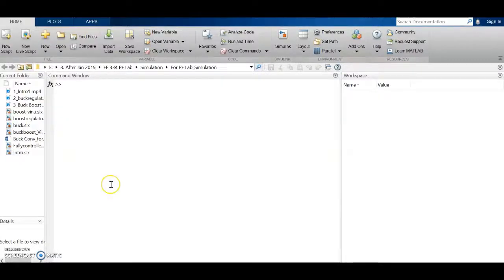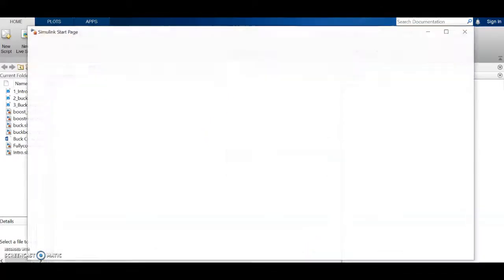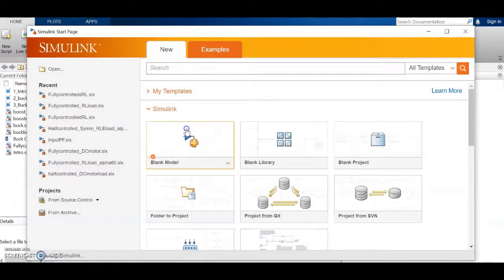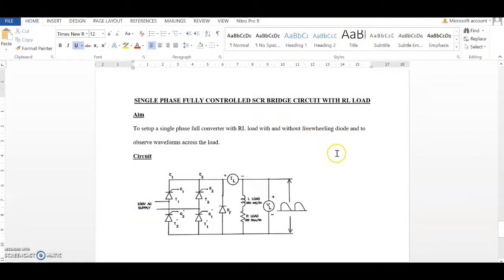Hi all. Today we'll see the model development of a single phase full bridge converter circuit with a RL load. So first of all we will go to Simulink. Meanwhile, we'll open a blank model, and meanwhile we'll go for the circuit.